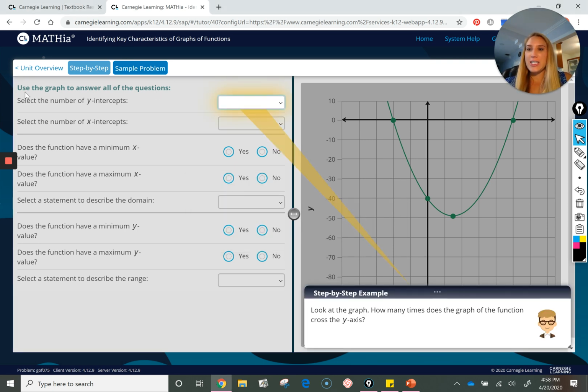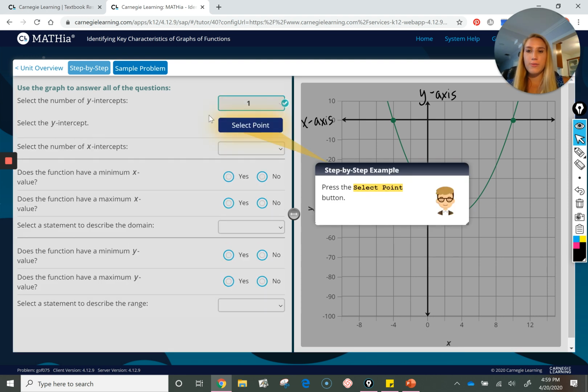First things first, answer all of the questions. Select the number of y-intercepts. I remember that a y-intercept is where the graph crosses the y-axis. So if I need to label my x and y-axis, this would be my y-axis, and my x-axis would be here. For the y-intercepts, the green graph crosses right down there, just one time. So I'm going to select one.